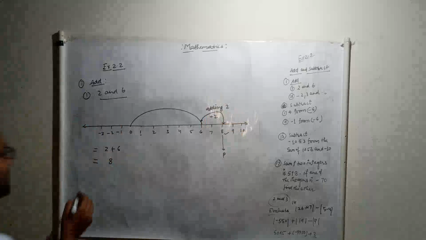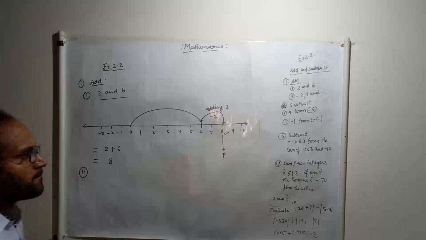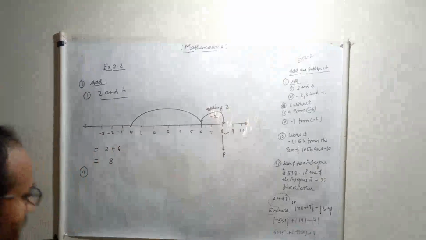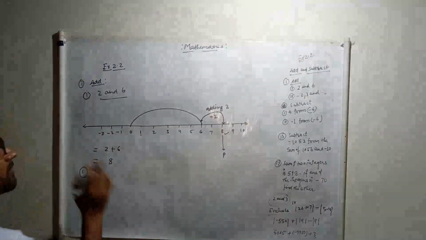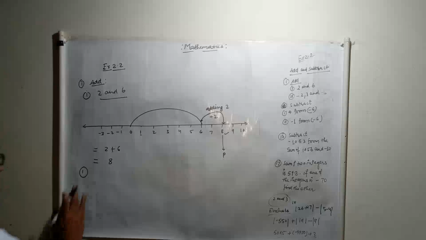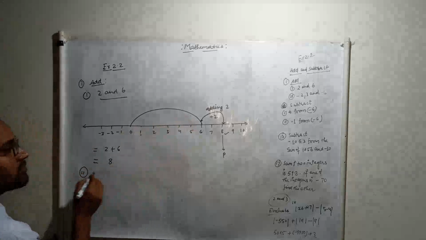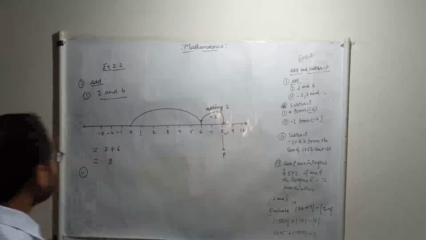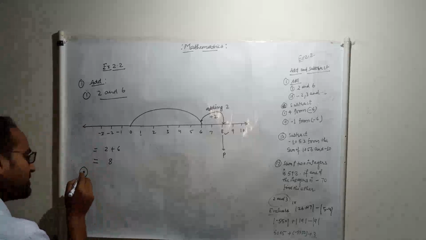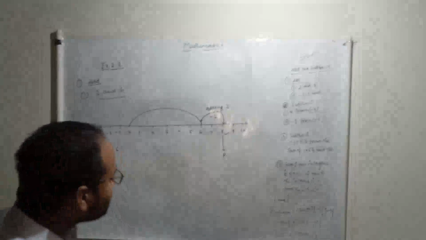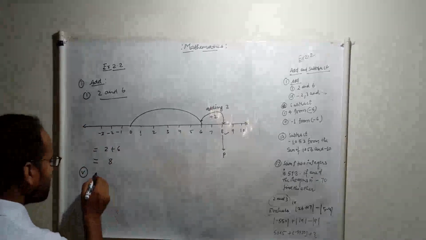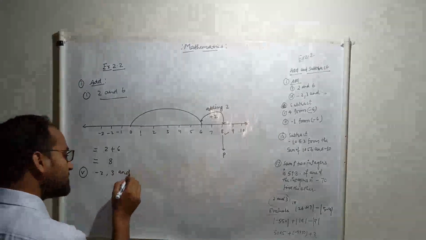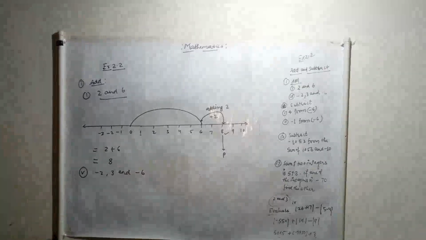Okay, one more. The second question is in your exercise. I think this is the last one from your exercise. Here I have written 2, -2 and -6. I think it is the fifth one from your exercise. Fifth number question is this one: -2, 3 and -6. Add these three integers.